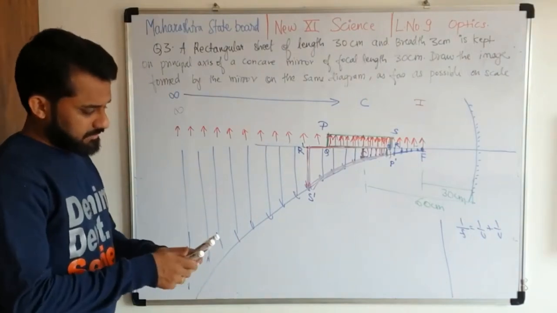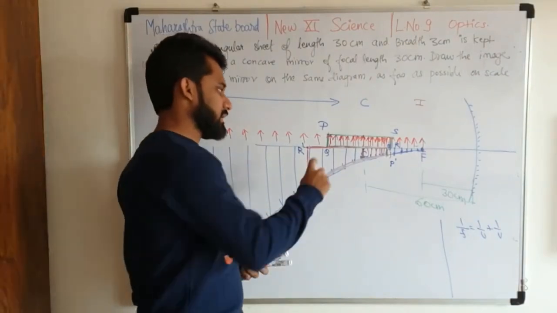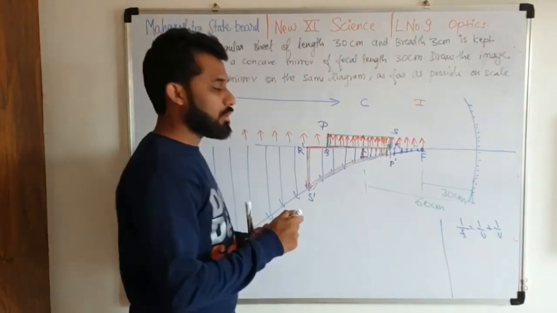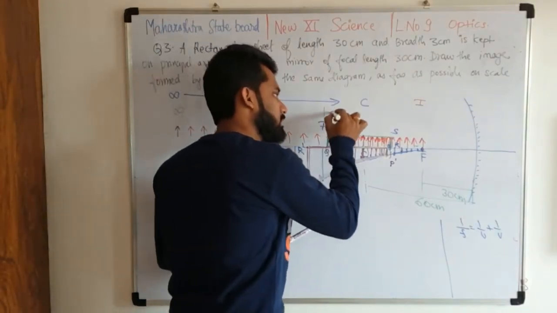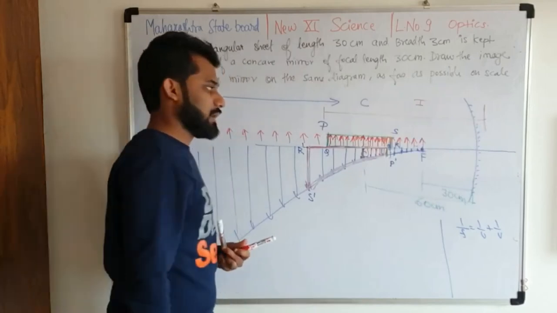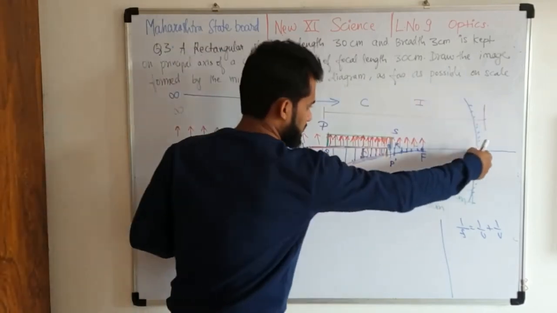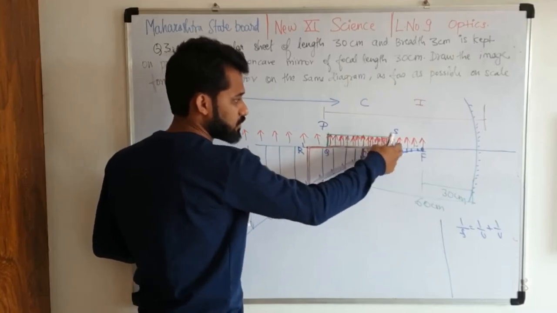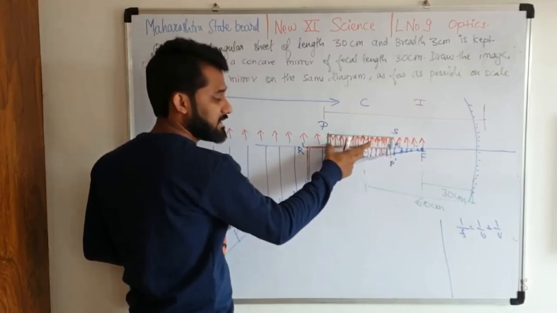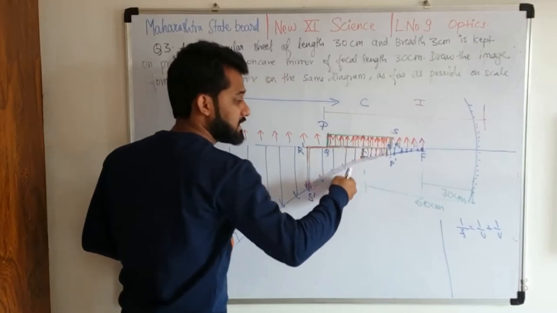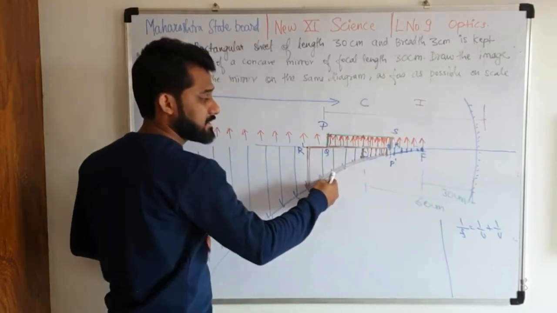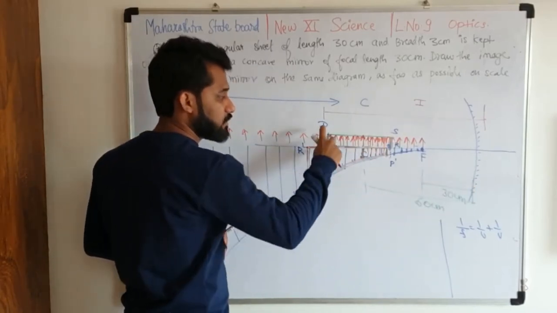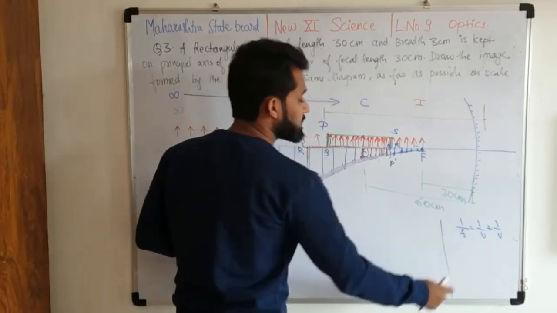If I use the mirror equation for the first object, PQ, can you tell me the location of PQ? PQ is 15 cm beyond C, because the total length is 30. C is already at 60, and 60 plus 15 is 75. So PQ is at a distance of 75.